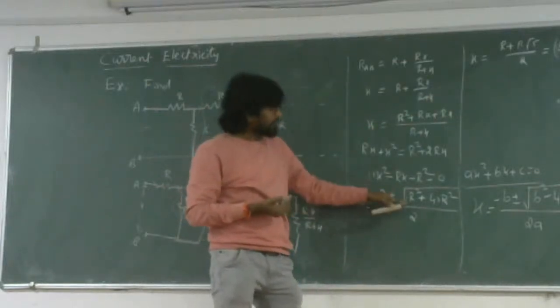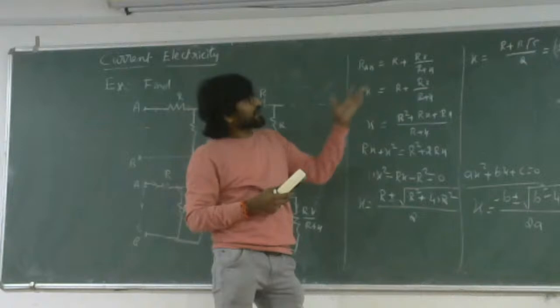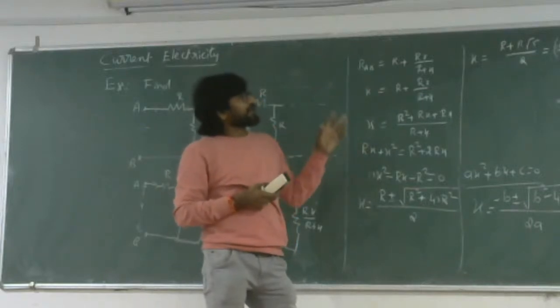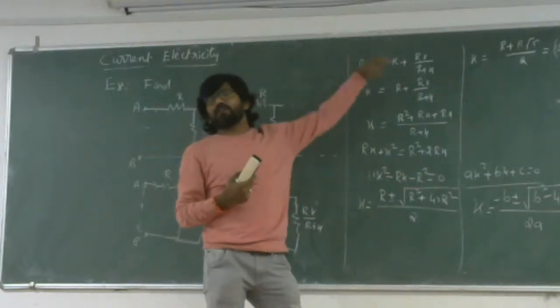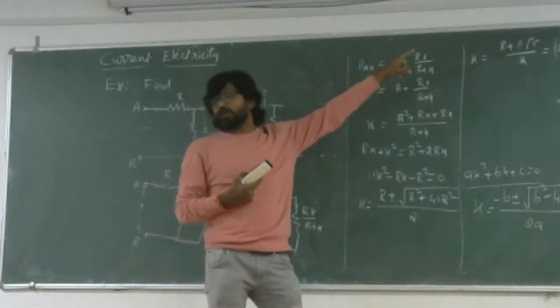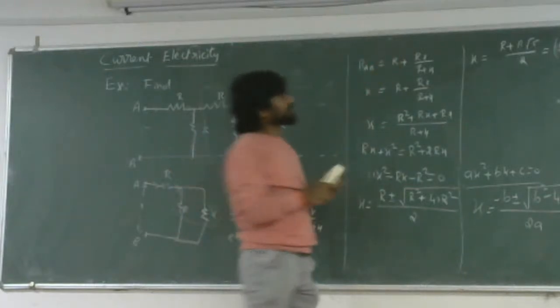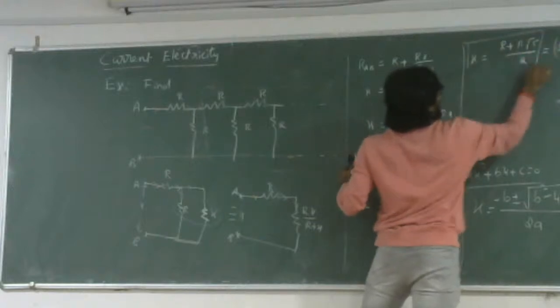Whereas if you take minus, you get another value. Because root 5 is more than 2, since root 4 is 2, the overall value will be negative. So you cannot consider the negative value. Only the positive value you have to consider. So this is the effective value.